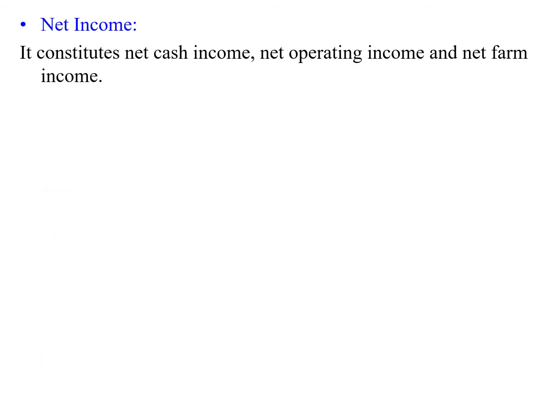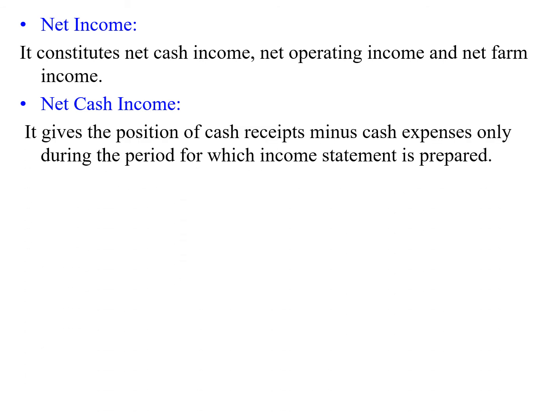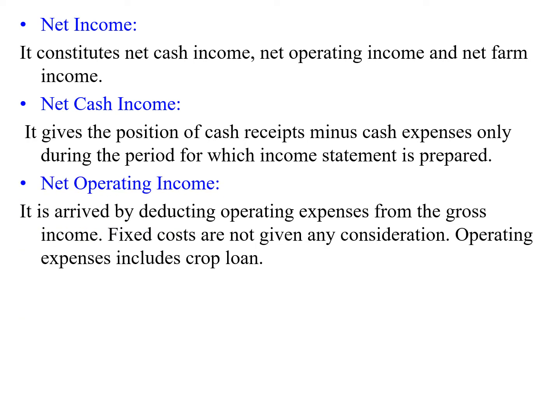There are some concepts in this slide. First is net income. It constitutes net cash income, net operating income and net farm income. First is net cash income. It gives the position of cash receipts minus cash expenses only during the period for which the income statement is prepared.